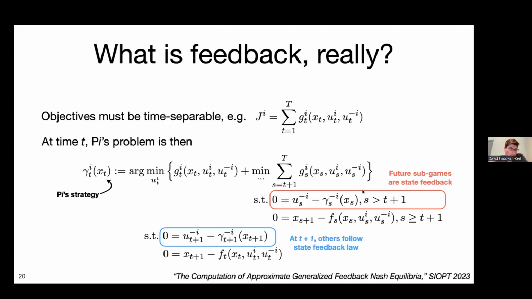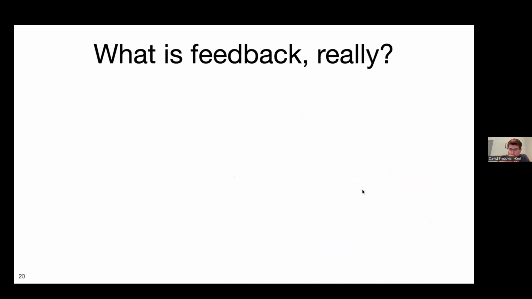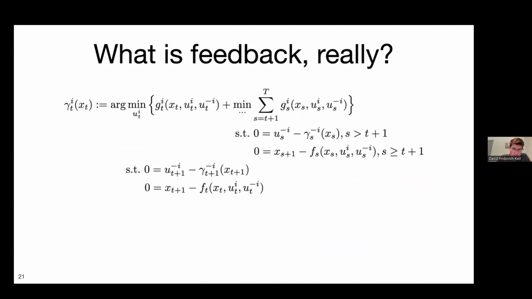So this leads us to, okay, I've written down the problem. What are the KKT conditions and how do we solve for them? That's what we did in the open loop case. Let's do it in the feedback case. So this is that same business as before. How do we write down the KKT conditions?